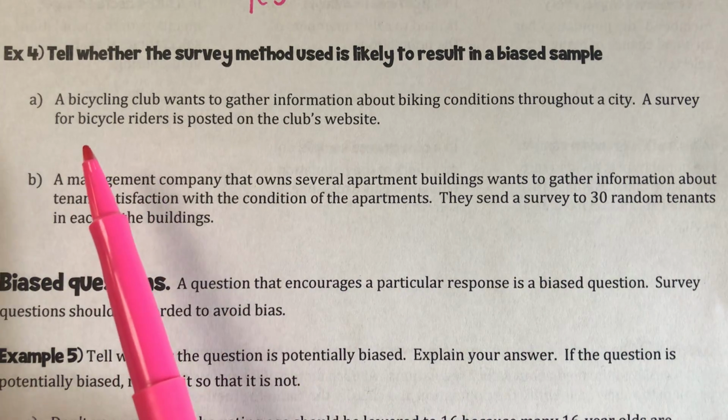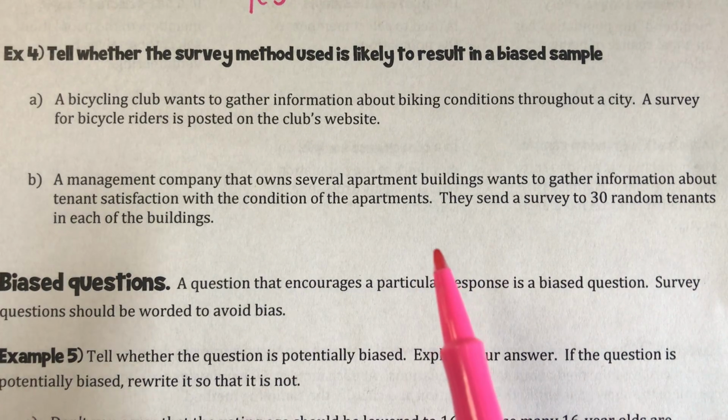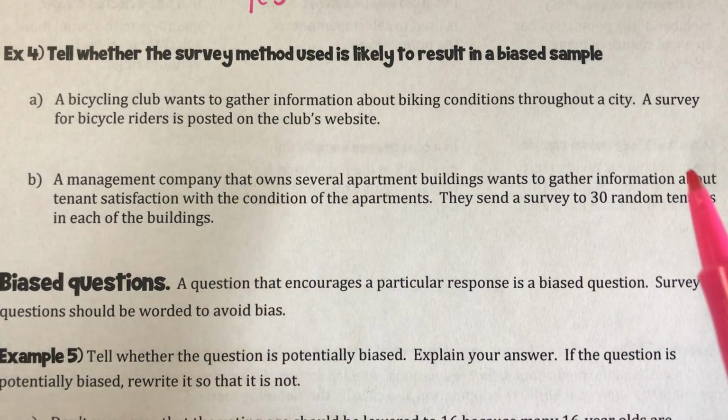Okay, so letter A on number 4. A bicycling club wants to gather information about biking conditions throughout the city. A survey for bicycle riders is posted on the club's website. So what do you think? Biased or not? I would say, and again, you can kind of argue it either way, that this is not biased because anyone can comment and say yes, and anyone can comment and say no.